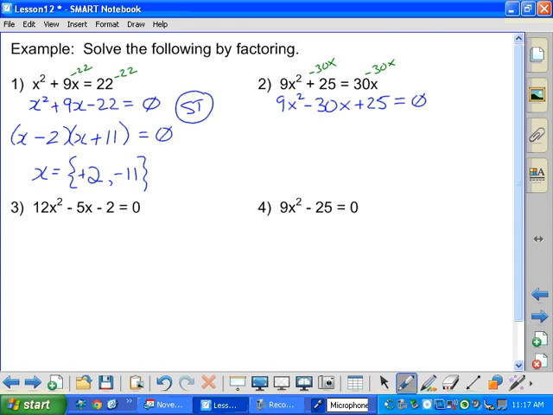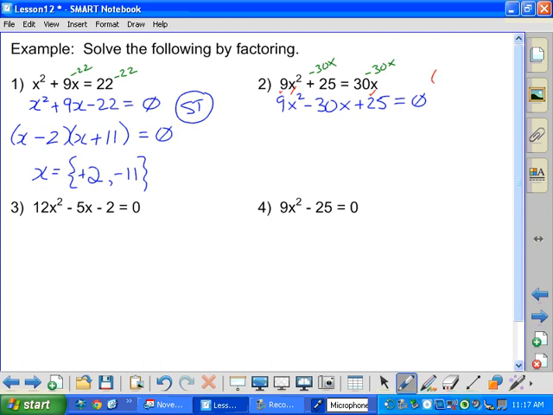Going through my checklist, I know that 9 and 25 have nothing in common, so it can't be a common factor. It can't be a difference of squares. There are 3 terms. Could it be a perfect square? Well, I can take the square root of 9. x times x is x squared, so it works. The square root of positive 25 is 5. Okay, so far it could be a perfect square, so let's check that out.